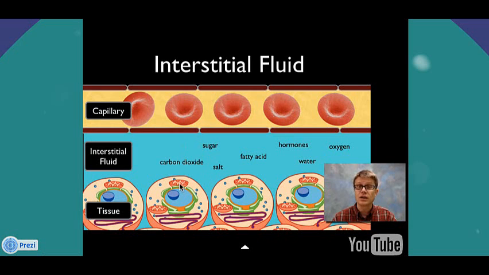What's going to happen to the carbon dioxide? It's going to build up inside the mitochondria. It's going to diffuse out. It's going to diffuse through the interstitial fluid. It's going to diffuse through here, and it's going to be carried as bicarbonate on the red blood cells.